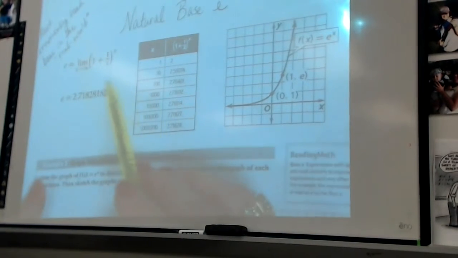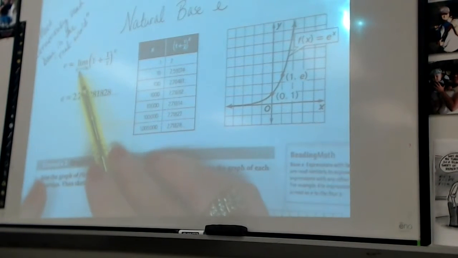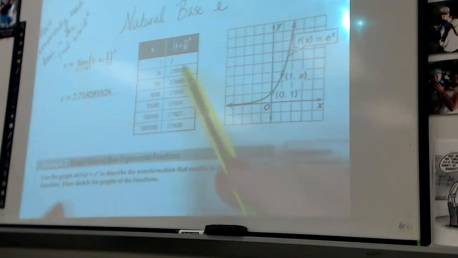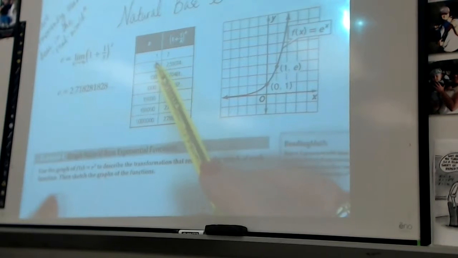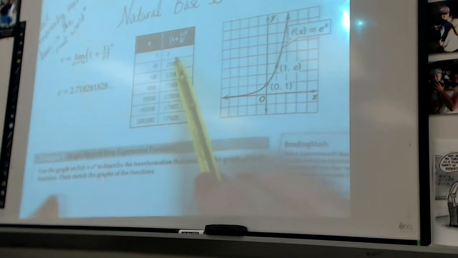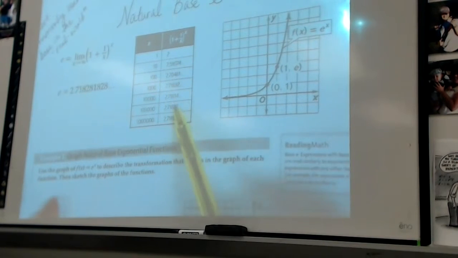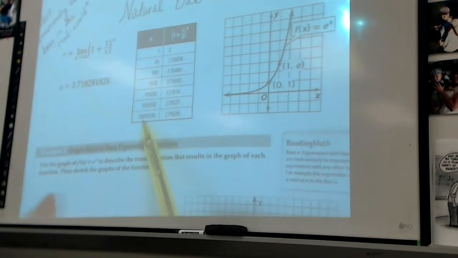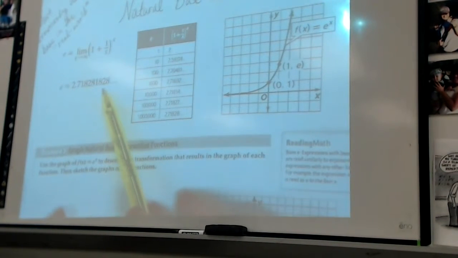Now, just to give you a little bit of background, e is based on this little formula right here, this limit, okay? And you can kind of see it at work right here. So if x is 1, then it would be approaching 2, and so on. Look, when you get to x is 1,000,000, then you get close to this number e.